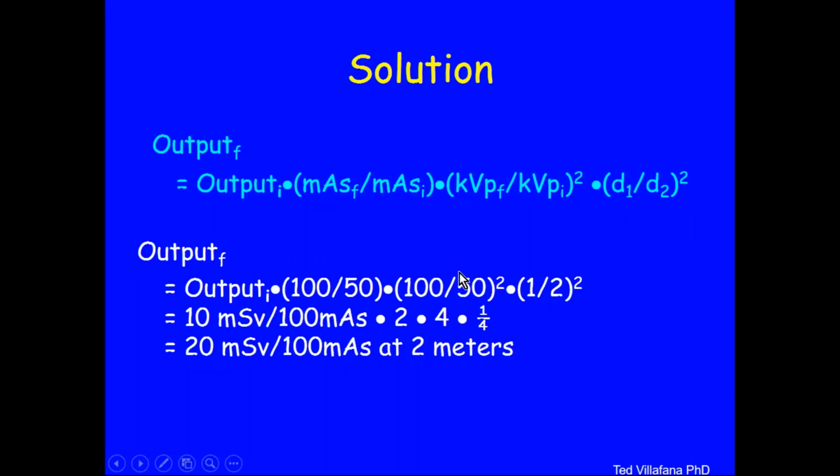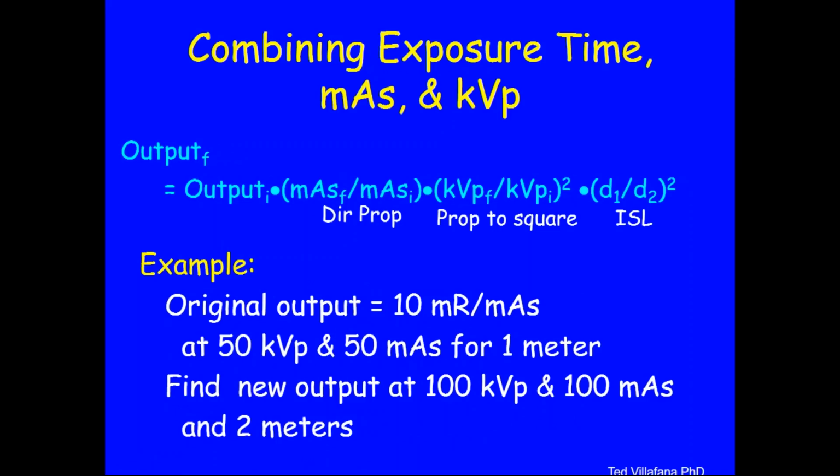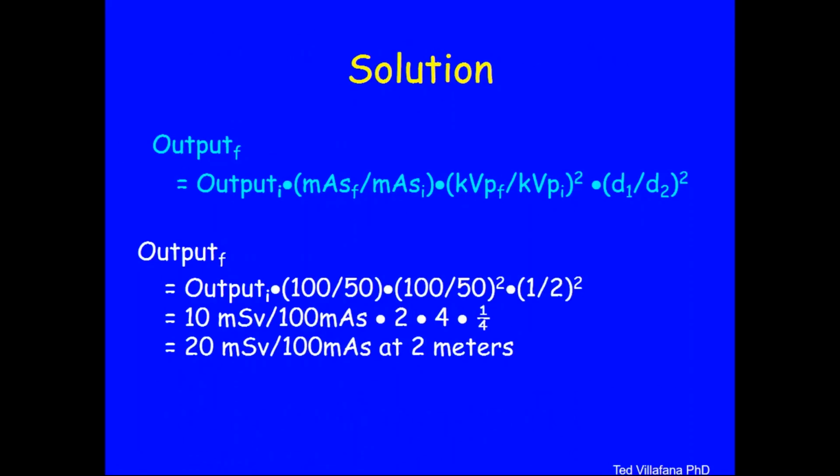In reality, you don't even have to do this math. You can do it in your head. But following through the math, you come up with your 20 mR per 100 mAs at 2 meters. Let me check something here. Okay, the original output was 10 mR per mAs, but now with these changes that we just went through, you have 20 mR per 100 mAs.